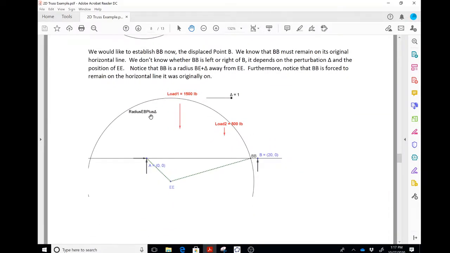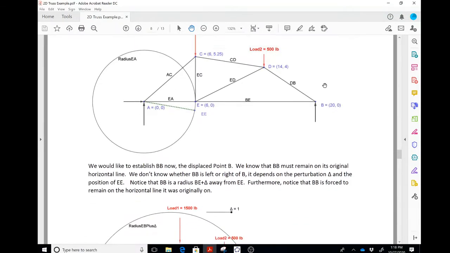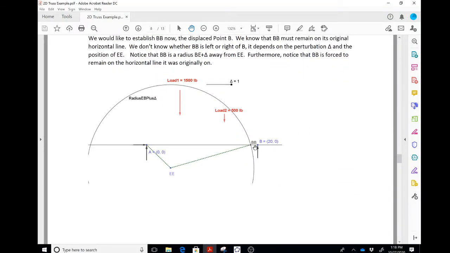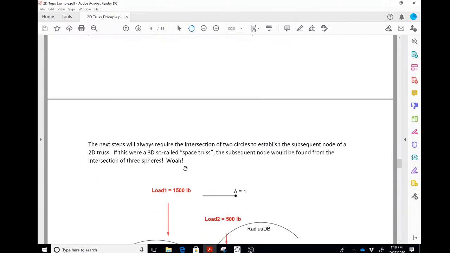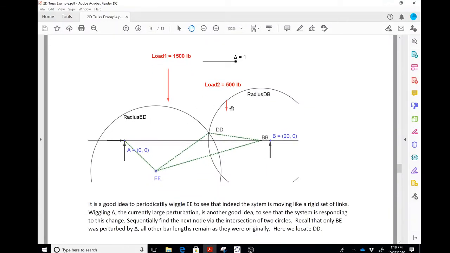So notice that this next circle is starting at EE as the center, and the radius is EB, or BE here, sorry, plus delta. And delta happens to be 1 for me here. So I'm left of the original B at this point. But it depends on delta. And notice that at this point, you need to do that 2-circle intersection for subsequent points.